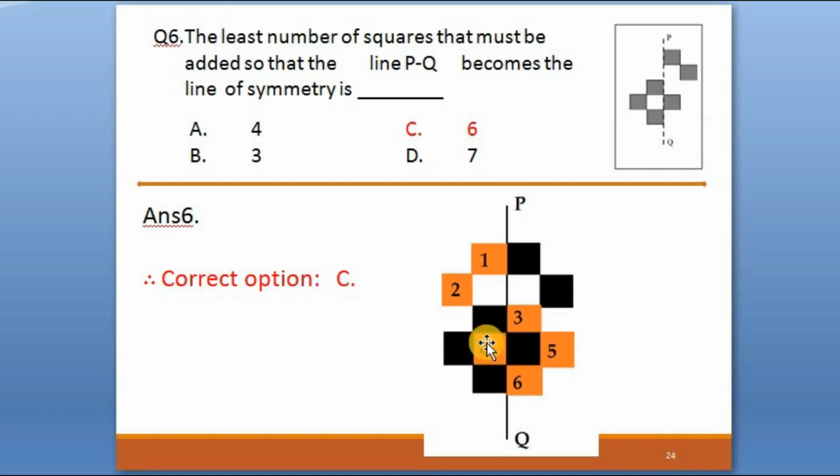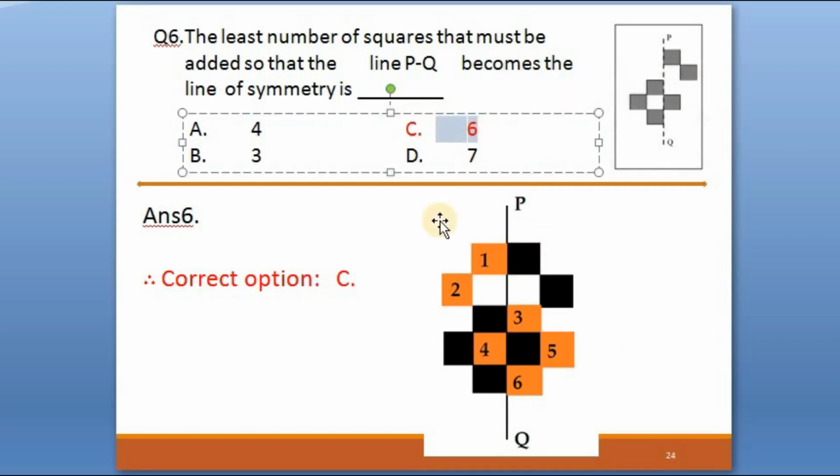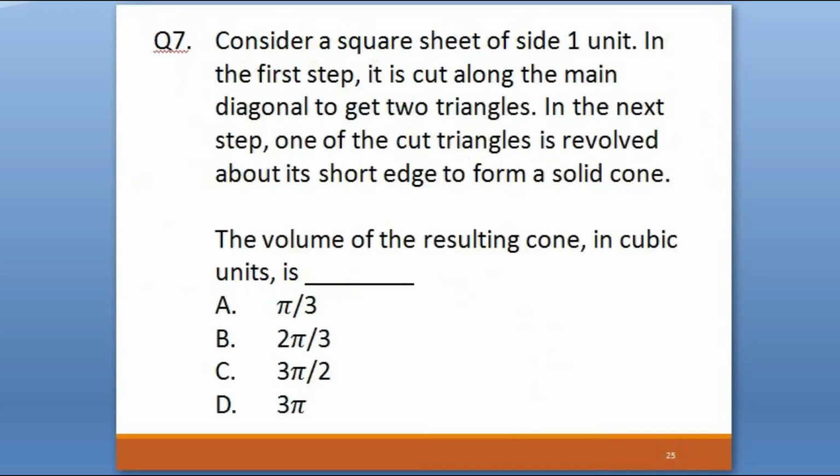black is given, fourth block here we will add. And similarly, black is given here, so we will add here fifth block, right? And sixth block is given on the left side, so we have to add the sixth block on the right. So in this way, by adding the 6 blocks, we can make the shape of both sides symmetric, right? So out of these options, option C, that is 6, is the right answer. Now let's move to the next question.